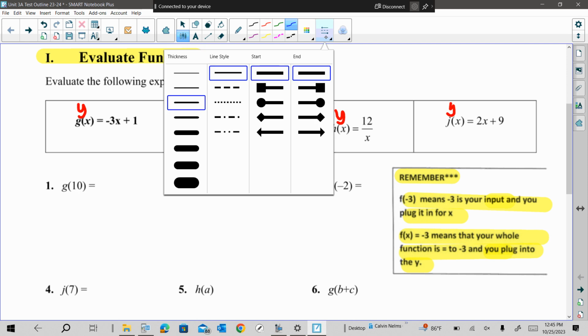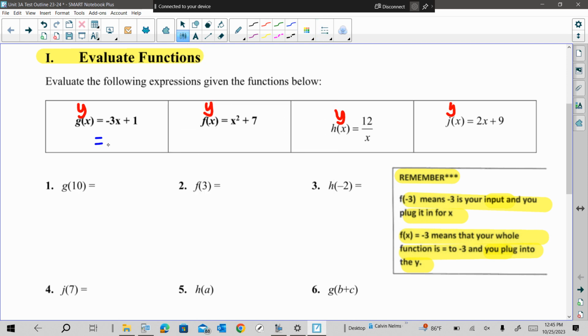So let me just fix my font real quick. Like this is basically saying -3 parentheses plus 1. You're going to plug in the number, put it inside the parentheses, whatever number is given to you in the function notation. This one, because there's an x squared, that's parentheses squared plus 7. This would be 12 over parentheses. And here we would have 2 parentheses, then plus 9. So we're still going to plug it in, but then we're going to just simplify it.